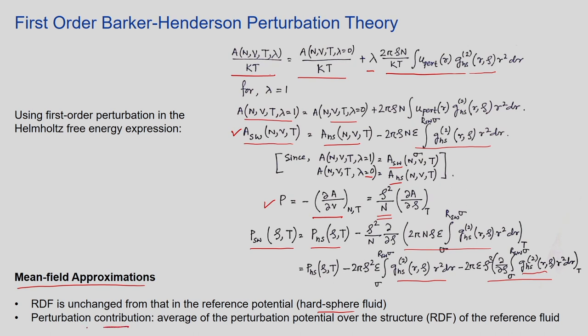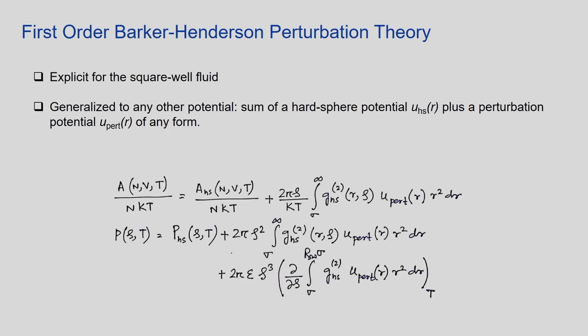It means the perturbation contribution is the average of the perturbation potential over the structure of the reference fluid. So, it is the average. That is what this actually means. It is the average over the RDF. So, it is the average of the perturbation potential over the structure, the RDF, of the reference fluid. Okay? Because here you have the perturbation potential inside the integral. That is why it is called the mean field approximation.